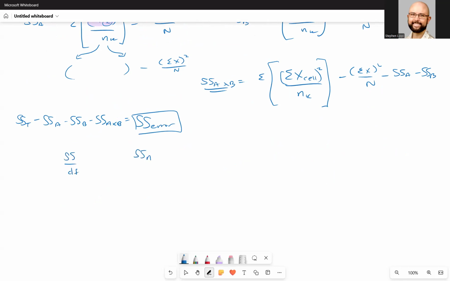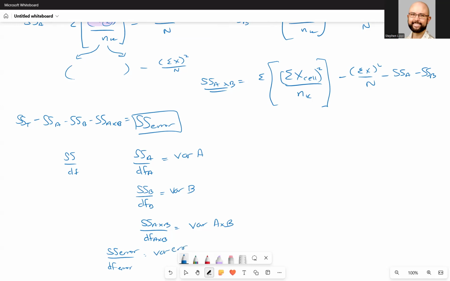So our sums of squares of A divided by degrees of freedom of A, right, would give you the variance for A. Sums of squares of B divided by degrees of freedom of B would give you the variance for B. Sums of squares for the interaction divided by degrees of freedom for the interaction would give you the variance for the interaction. And then your sums of squares for error divided by degrees of freedom for error gives you the variance for error. And when we're looking at our F ratios, our F ratio is again variance between our groups divided by variance for error.